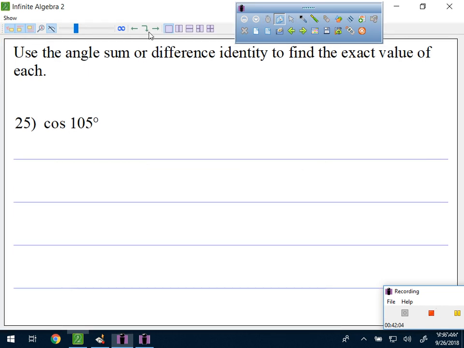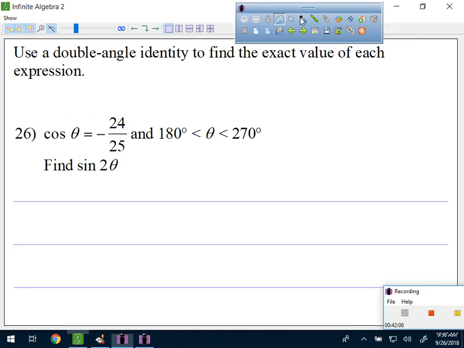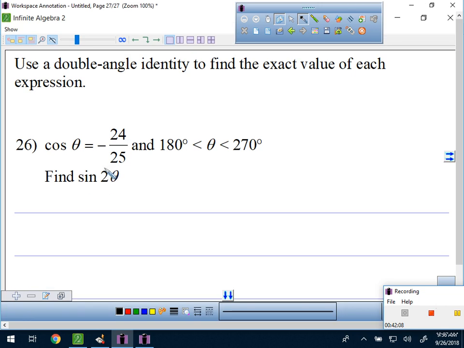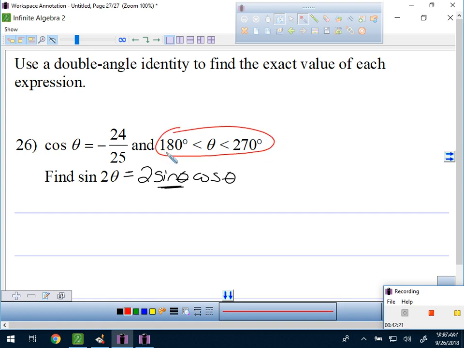For 26, I think it's similar. I'm not sure. Let's take a look. 26, it wants me to find sine of 2 theta. Again, you don't have to memorize the formula. The formula would just be 2 sine of theta, cosine of theta. But the problem, though, is I don't know what sine of theta is. So here's what's given. This part right here tells me I'm in what quadrant? Third. That's right. So I'm in the third quadrant, and this is my angle.